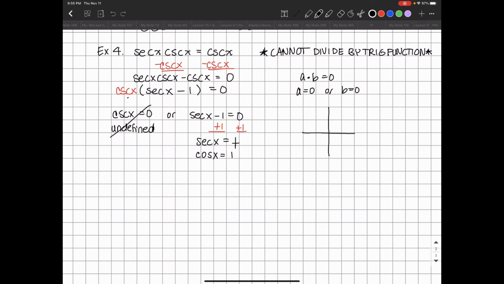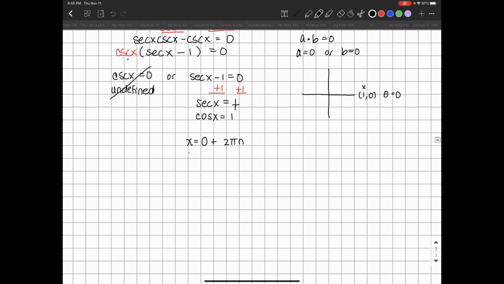On the unit circle, I'm going to find where I have my x value is 1. I only have one place on the unit circle where x is equal to 1, and that is the point 1, 0. And I know that that angle is equal to 0. So I know that x is equal to, I would write 0 plus 2 pi n to include all coterminal angles. Or I just say x is equal to 2 pi n. And that's my answer.